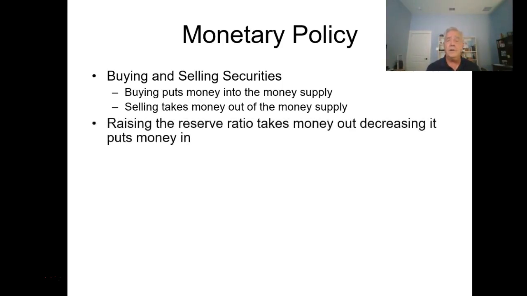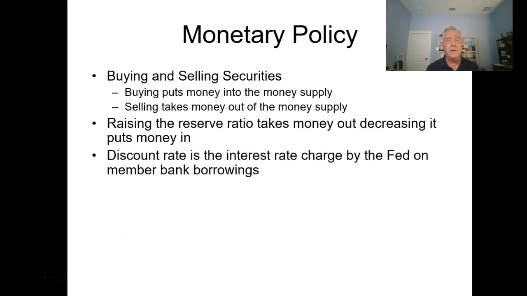They also can raise or lower the reserve rate, which we talked about a minute ago. If they want to decrease the money supply and slow things down, they raise that requirement. If they want to speed things up, maybe they've got unemployment, they can lower that requirement.